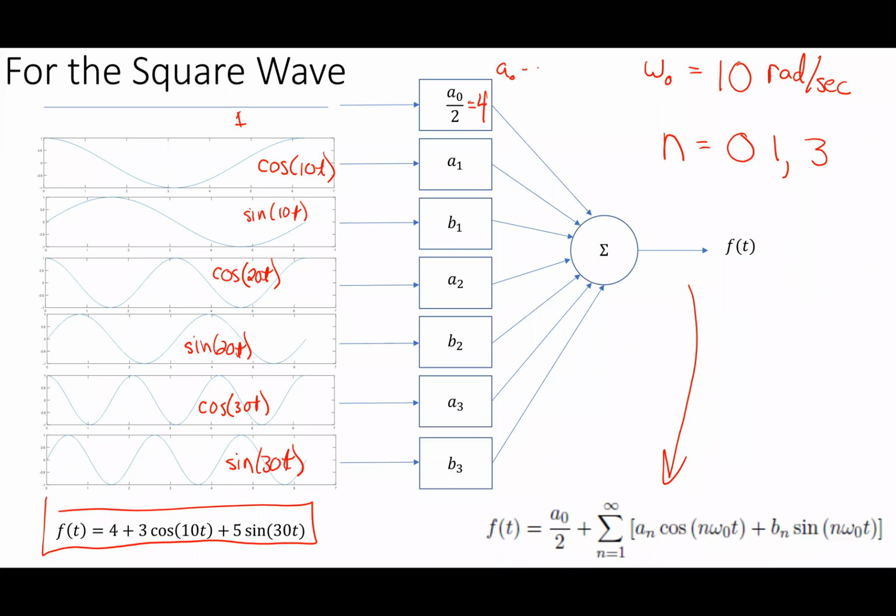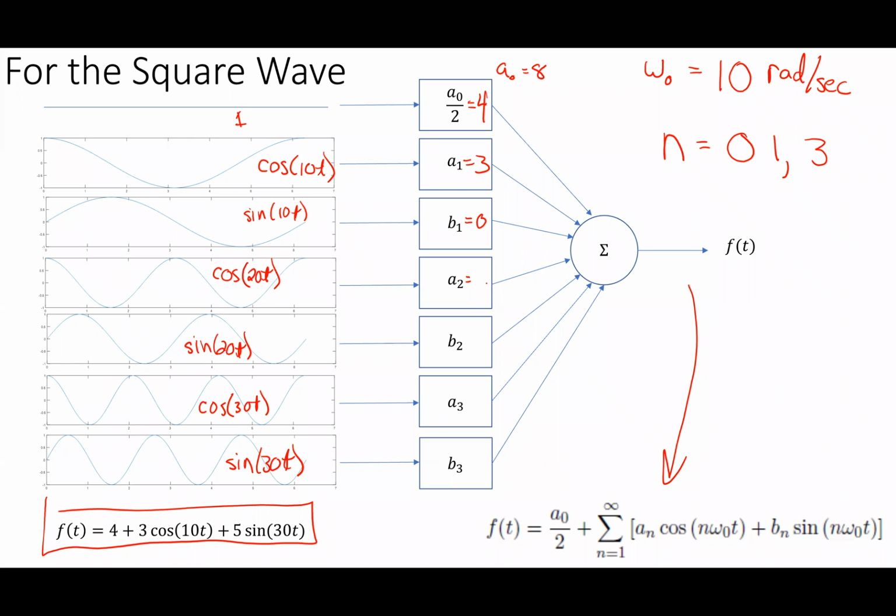A0 is equal to 8. All right. Okay, what do I have next? What about A1? What's that going to be? How much cosine 10t do I need? 3. What about B1? 0. I don't need any sine to make that waveform.